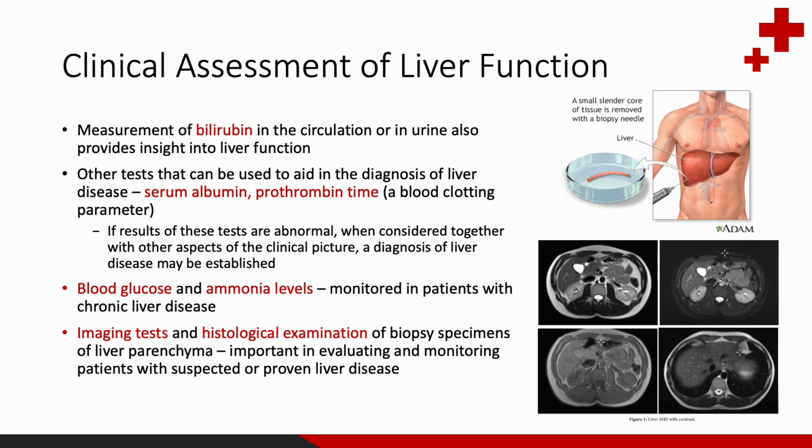Serum albumin and prothrombin time can also be requested as they aid in the diagnosis of liver disease. If both are deranged and compatible with the clinical picture of the patient, a diagnosis of liver disease may be established. Blood glucose and ammonia levels are monitored in patients with chronic liver disease. And finally, imaging tests and biopsy results are also important in evaluating and monitoring patients with suspected or proven liver disease, although it's not always indicated among patients with liver disease.